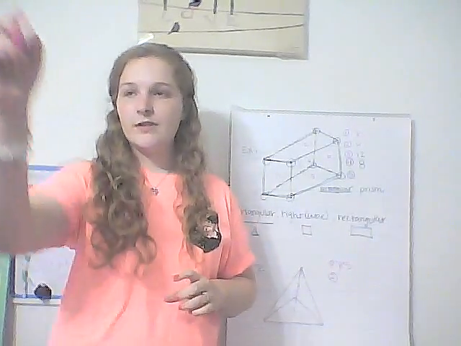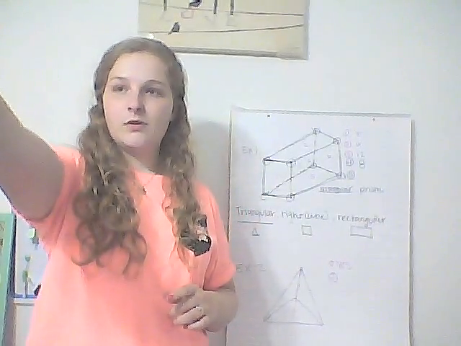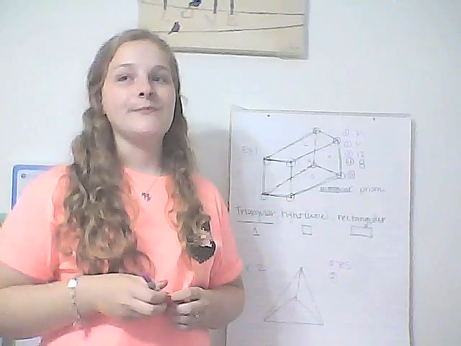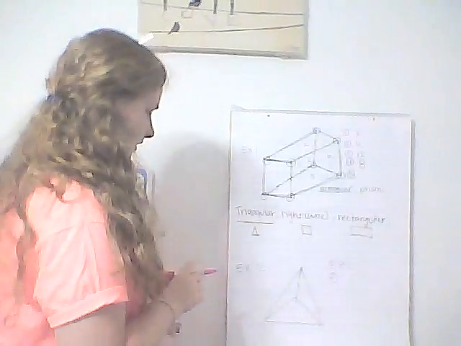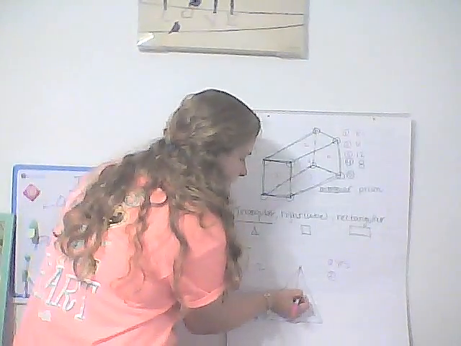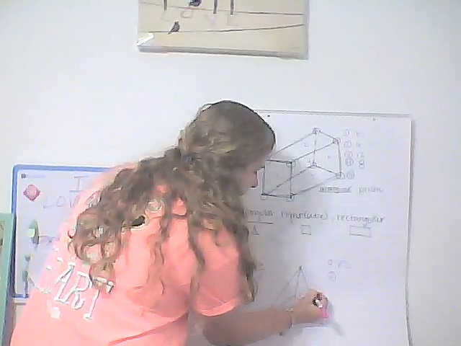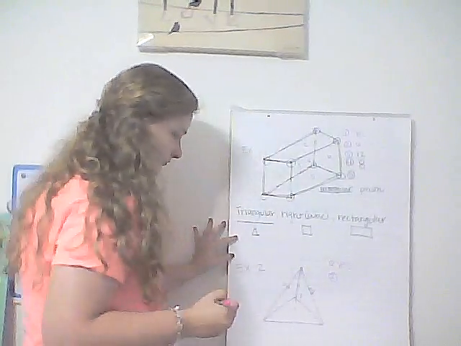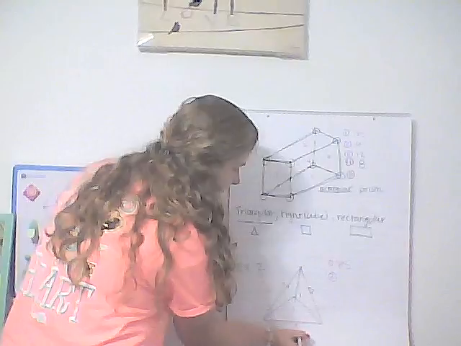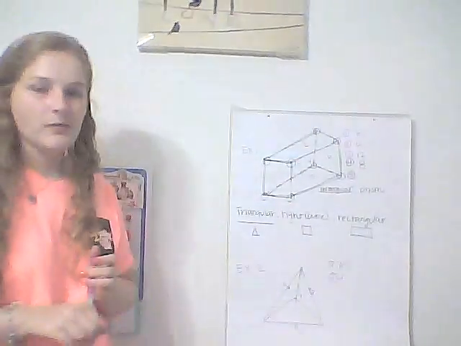Number 2. What's our step number 2? Yes, I'm pointing to you. We need to count the faces. Okay, so there's one here in the front, one on this side, back there, one on this side, and our base. That means there's 4 faces. Does anybody disagree?